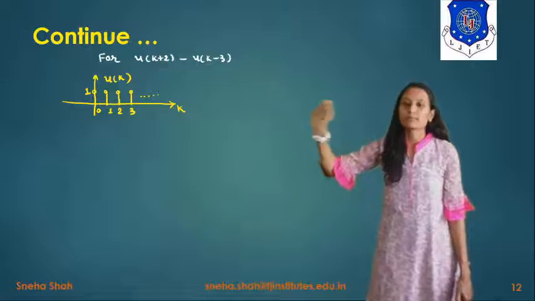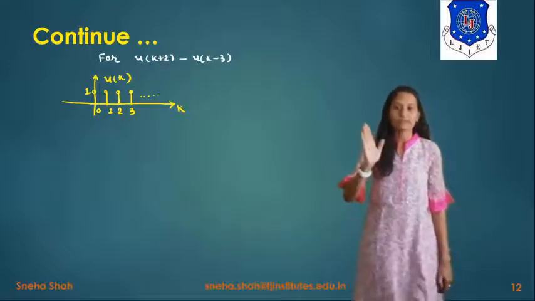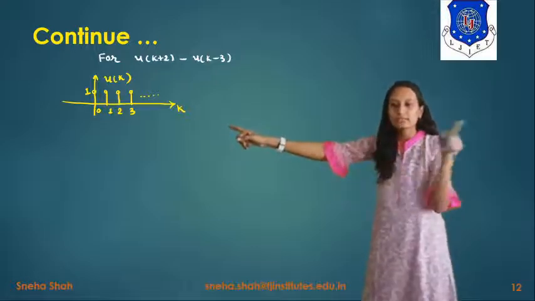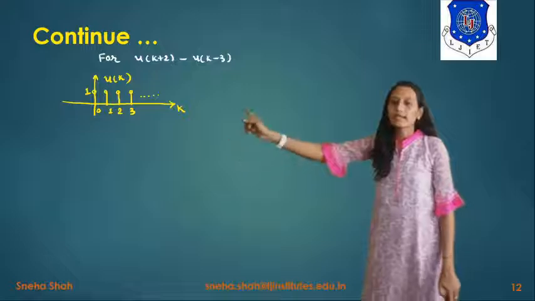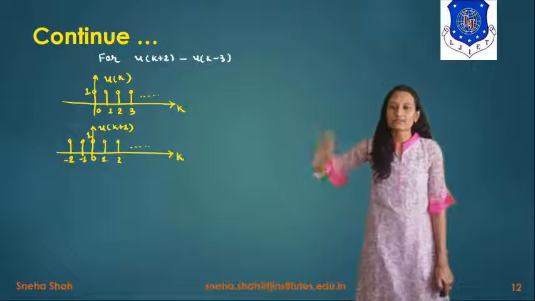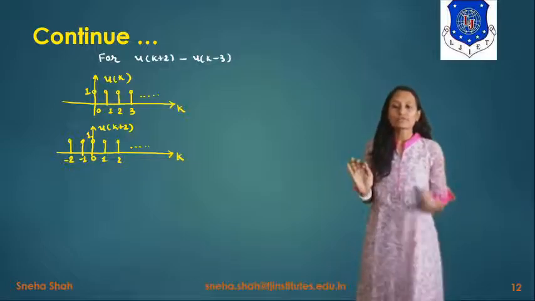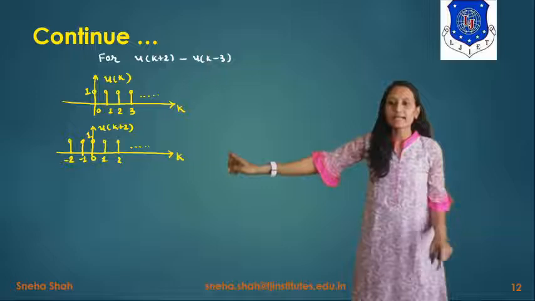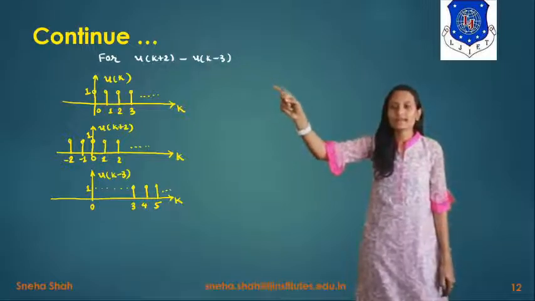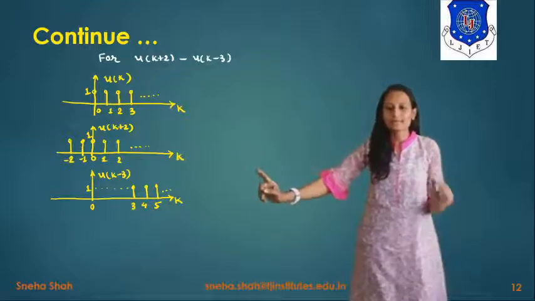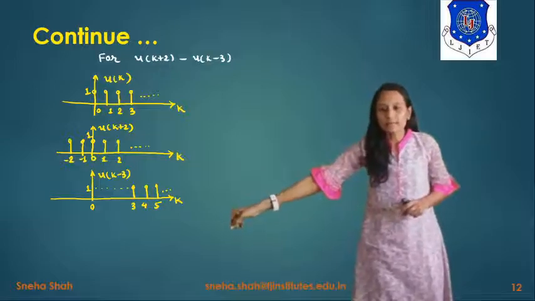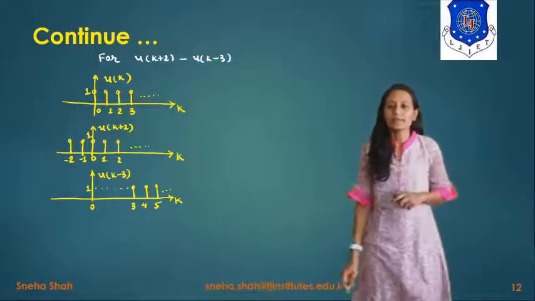What is u(k)? u(k) means the unit step signal, and its value will be 1 for k from 0 to infinity. So we have drawn it like this. Now we have to find the value of u(k+2). k plus 2 means this signal will shift toward the minus 2 side, so from minus 2 to infinity its value will be 1. Now for u(k-3), k minus 3 means it will shift by 3, so it starts from 3 to infinity, and its value will be 1.